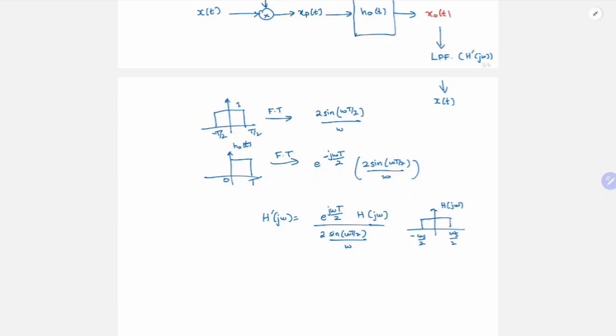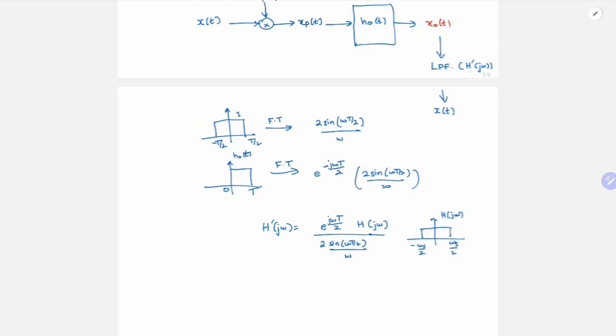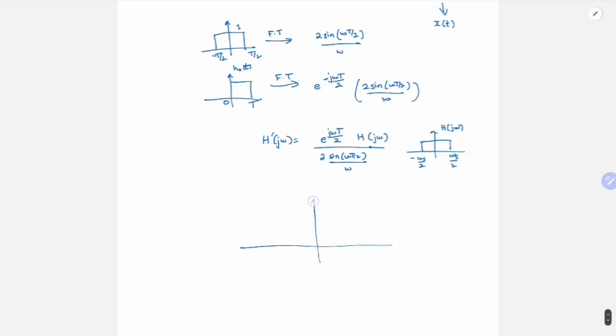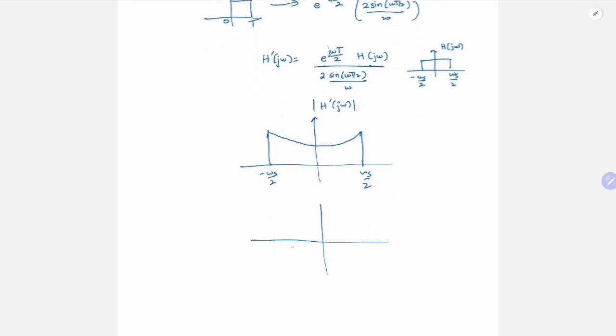So in the impulse train sampling case, we only had this, but in this case, the final low pass filter should have something like this. And how will this look like? So this h prime of j omega will look something like this. If I take only the magnitude, it will go from minus omega s by 2 to omega s by 2. And then it is having kind of the sinc like this, but this is 1 by the sinc function, so it will be something like this. And for phase, you have a linear phase, which starts from minus pi by 2 at minus omega s by 2, and at omega s by 2, it will reach pi by 2.